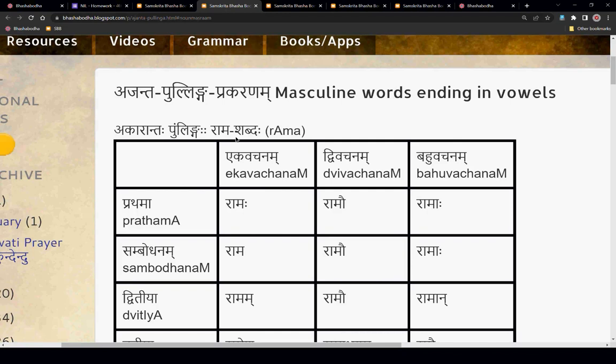We refer to what letter it is ending in and what is the lingam. Akaranta pullinga Rama Shabda. This is traditionally how it is referred to, and it gets different forms based on the vibhakti.